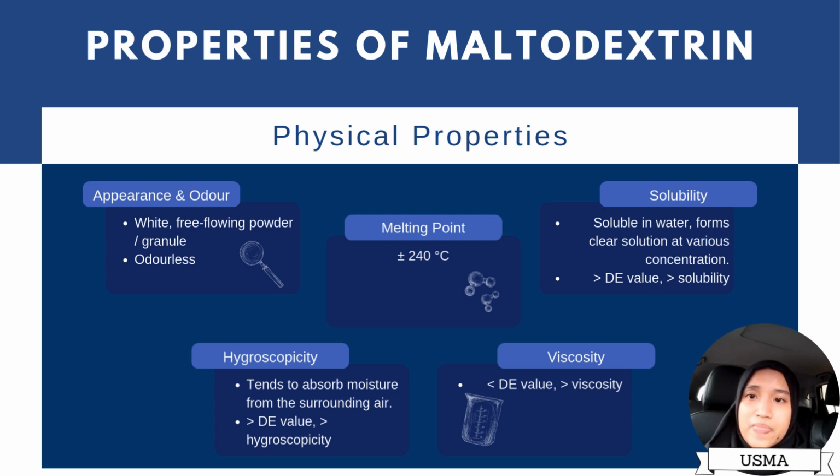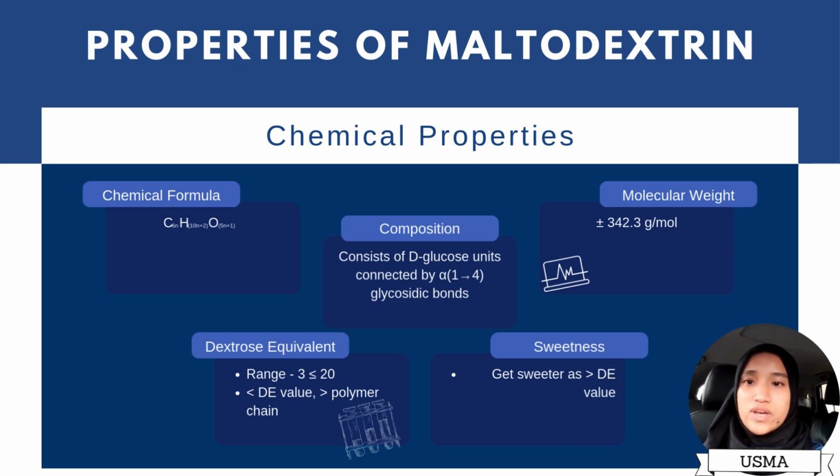Next is viscosity. Maltodextrin solution viscosity varies according to DE. Those with lower DE tend to be more viscous or sticky and can resemble starch. The next one is the chemical properties of maltodextrin. The chemical formula of maltodextrin is (C6H10O5)n plus H2O. The approximate molecular weight is 342.3 grams per mole. Maltodextrin consists of D-glucose units linked primarily by alpha 1,4 glycosidic bonds.